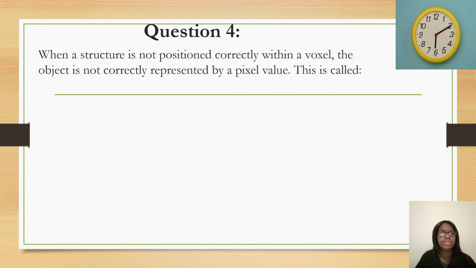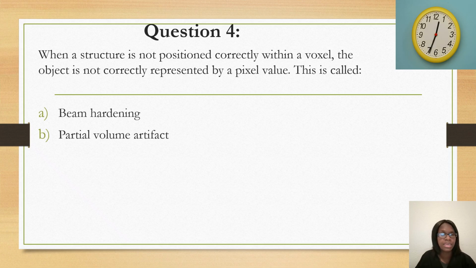Question 4. When a structure is not positioned correctly within a voxel, the object is not correctly represented by a pixel value. This is called A. Beam hardening. B. Partial volume artifact. C. Step artifact. Or D. Out of field artifact.